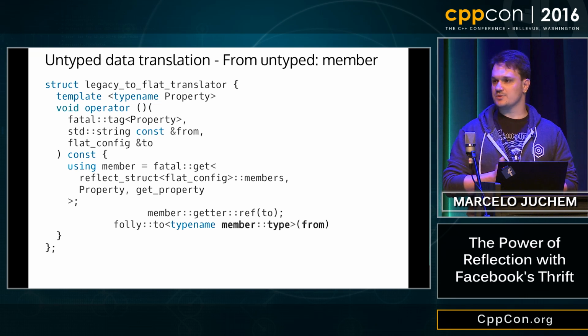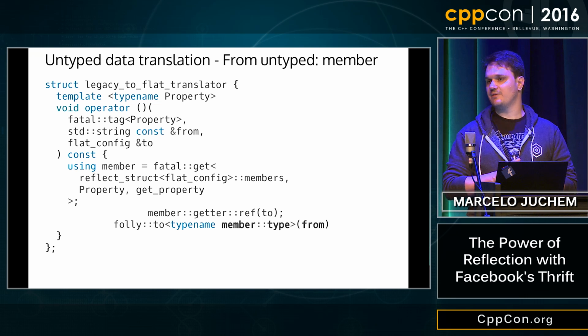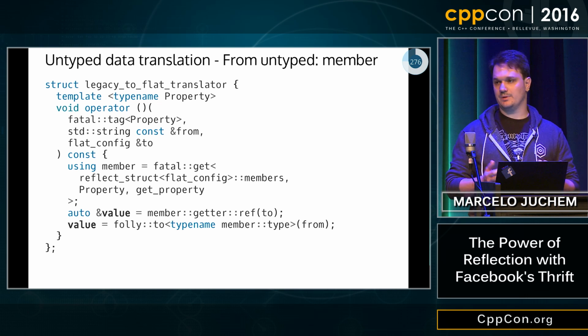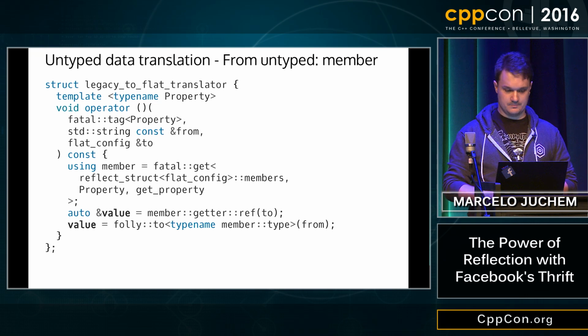So Folly is an open source library created by Facebook as well. It provides you this handy converter here so that you can convert pretty much any regular data type, say strings, integers, doubles. You can convert one to another. So from is actually string. Member type is whatever the member type is going to be. It's going to perform the conversion for you. And then you simply assign one to the other. And that's it.